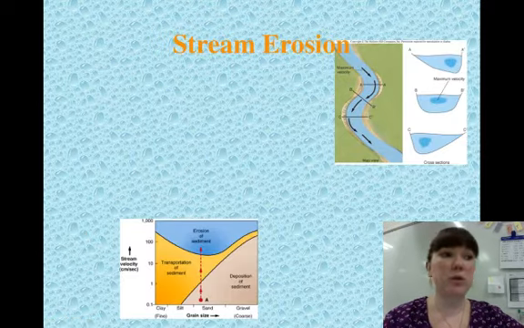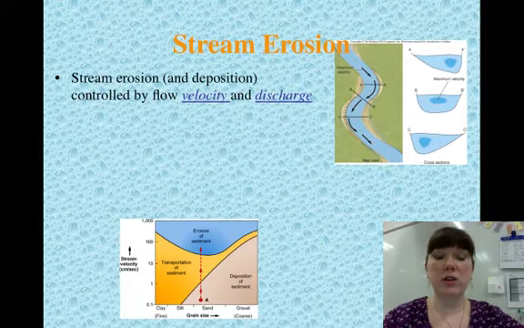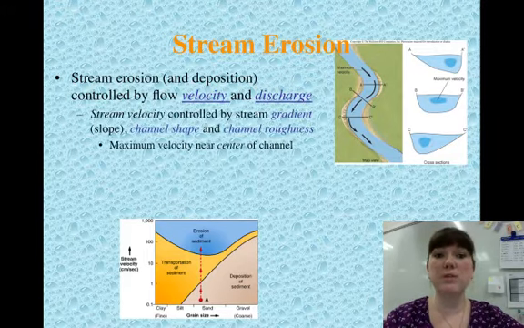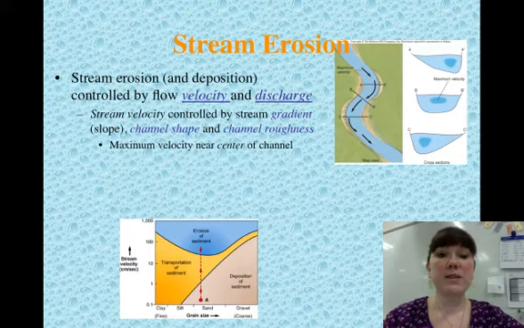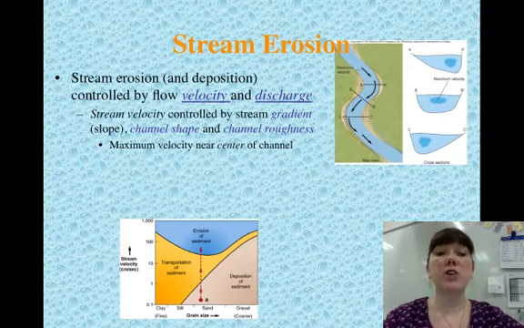Now let's talk a little more about stream erosion and deposition, because those go together. And this is controlled by two factors in a stream: the velocity, or the speed, and also the discharge, or how much water it's moving. Stream velocity is controlled by the gradient, the slope of the stream, also the shape of the channel, and how rough the bottom of the channel is. And the maximum velocity is near the center of the channel.